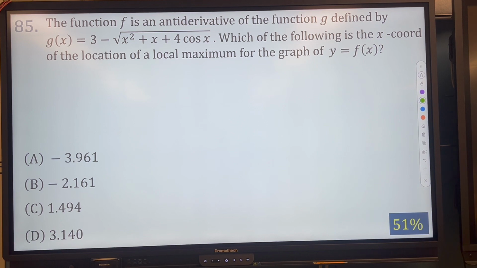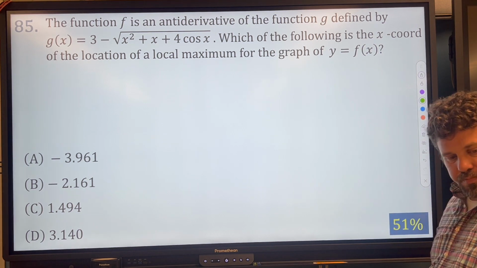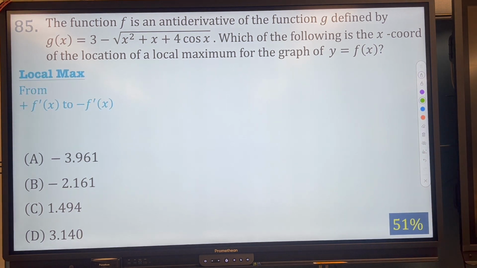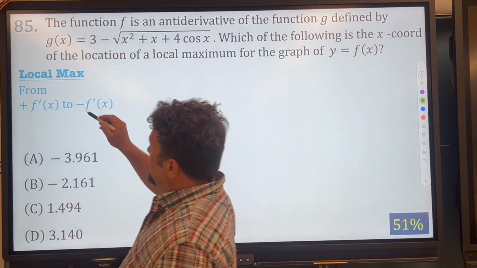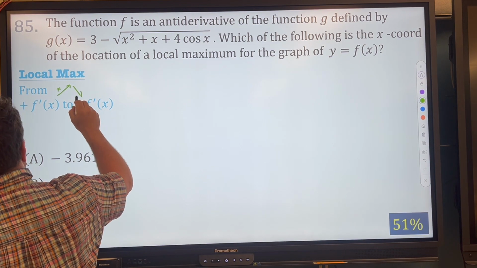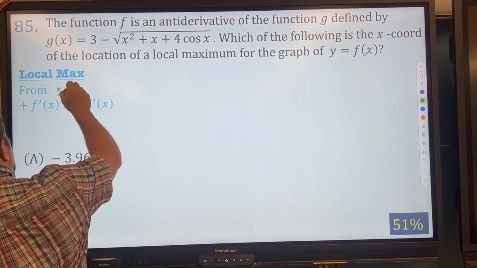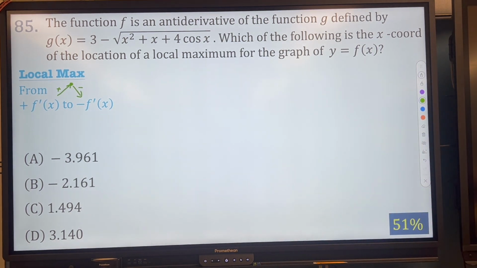So, local max, as we said before, is the first derivative, right? So when we find the local max, we want to know when the derivative goes from being positive, that's a positive slope, to a negative slope. And then you get your local max right there when it switches. All right? So we got to find that out. So that means we have to find out the derivative of this equation.